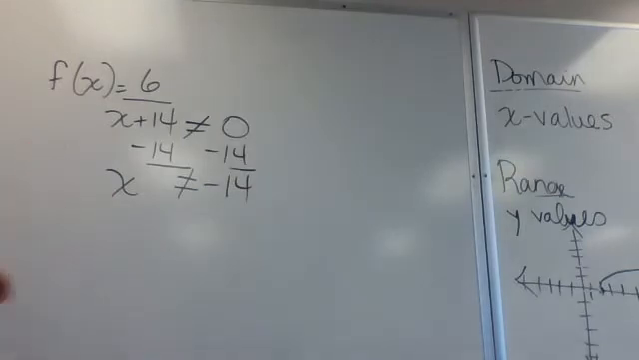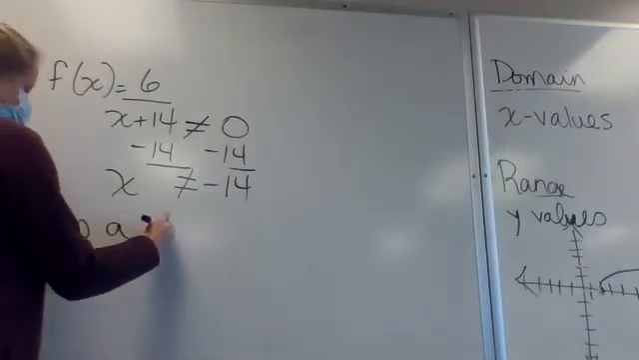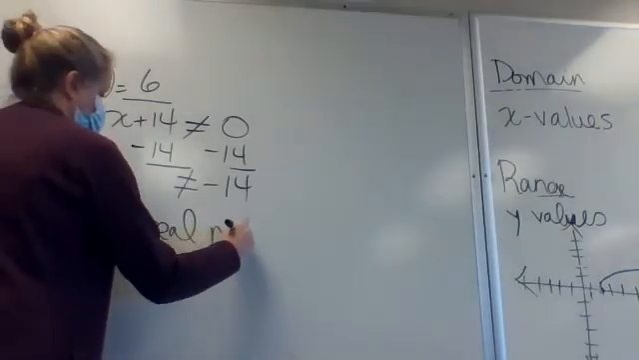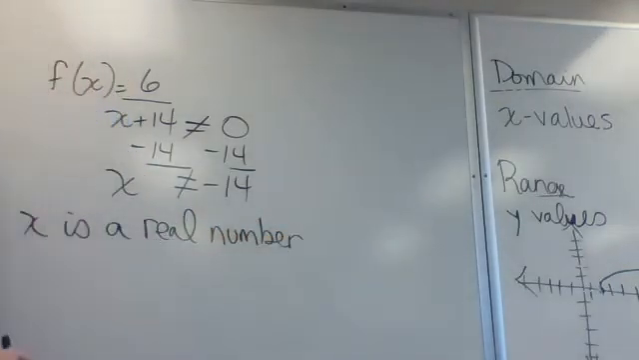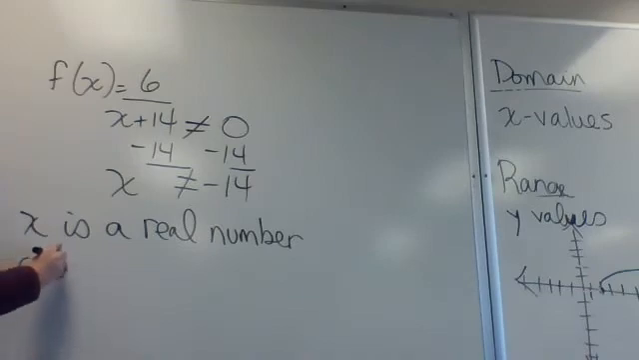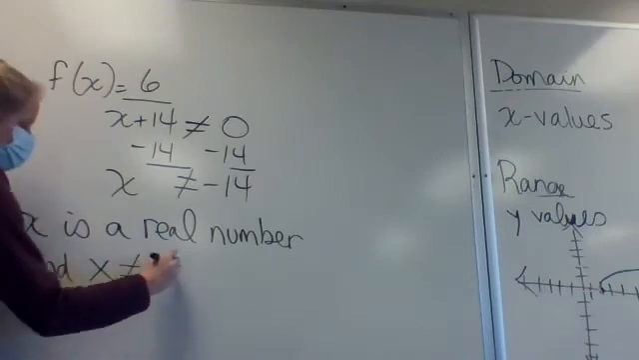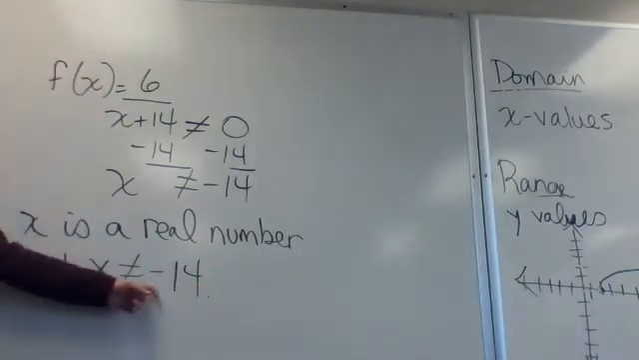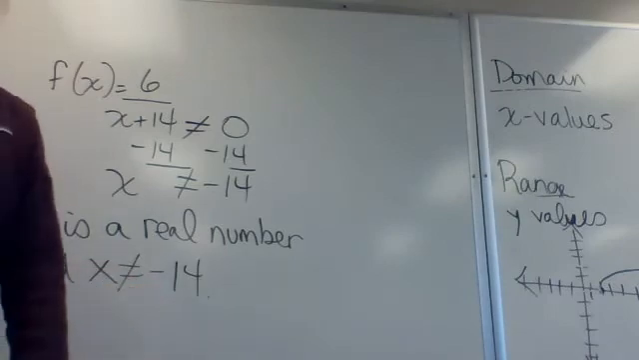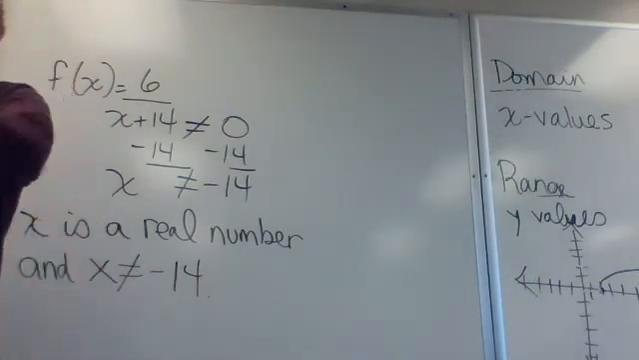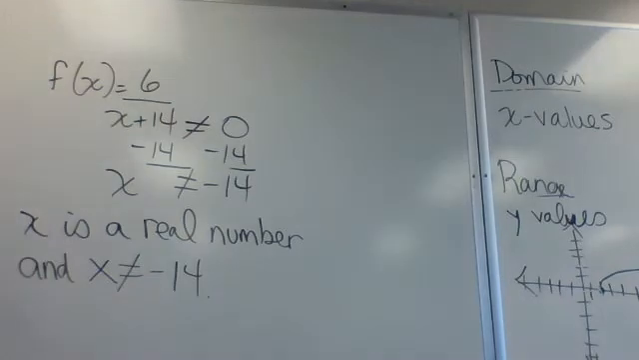And this is going to be a multiple choice. So this is going to say x is a real number and x cannot equal negative 14. That's the only number that x can't equal. This x is a real number means it can be all the other numbers on the number line, just not negative 14.